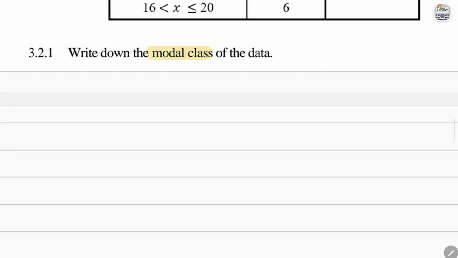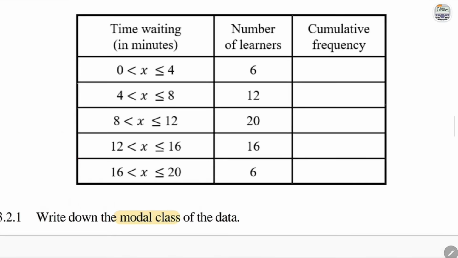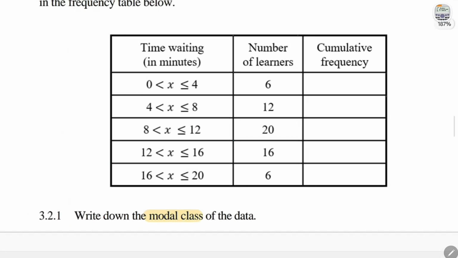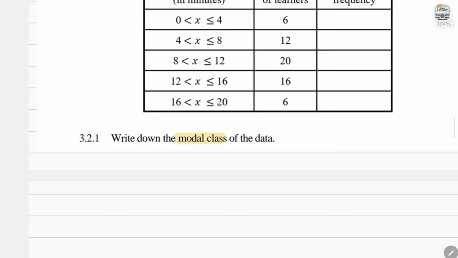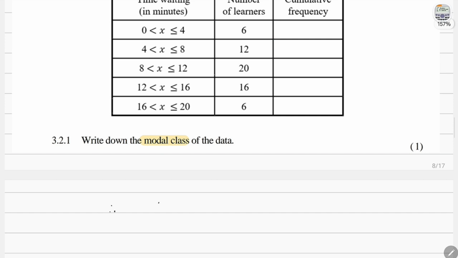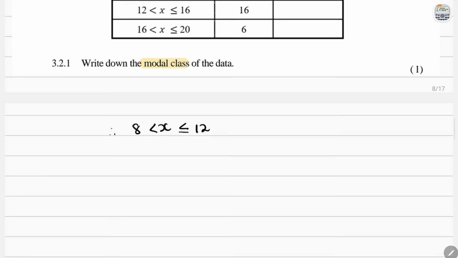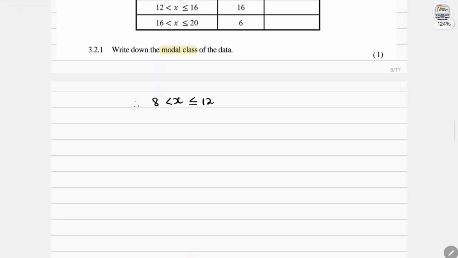So if the mode is the number that repeats itself the most, then the modal class would be the class with the highest frequency. So the highest number of learners in that category. So we can say that's 20. So that is our modal class. We can just go ahead and tell them this is where the time was greater than 8, but less than or equal to 12 minutes. And that is our answer. Moving on to the next question.